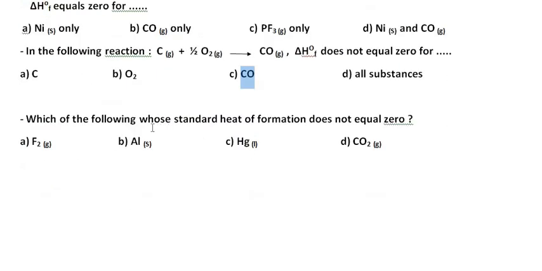Which of the following has a standard heat of formation that doesn't equal 0? It is not equal to 0 for a compound, but A, B and C are all elements, so these elements have heat content or heat of formation equal to 0, but for compounds the heat content or the heat of formation is not equal to 0.